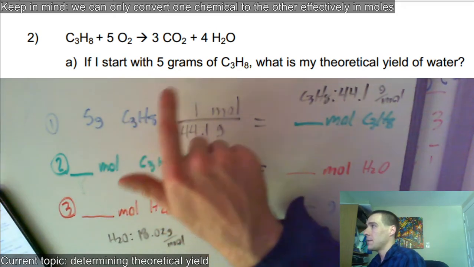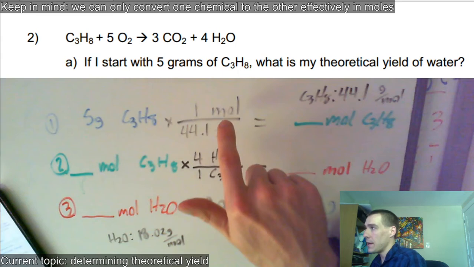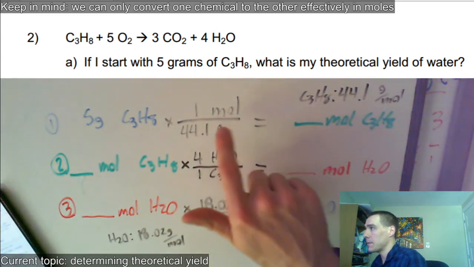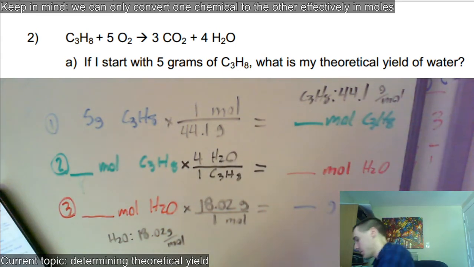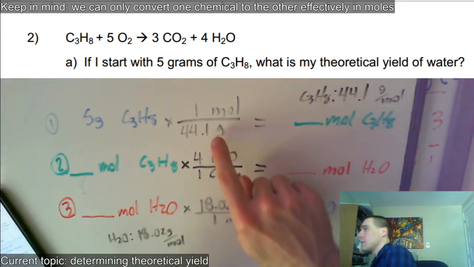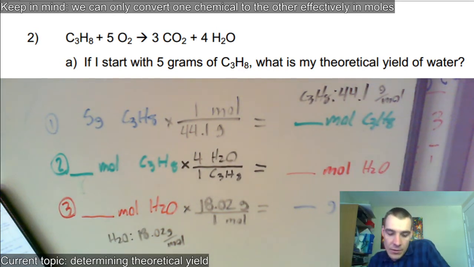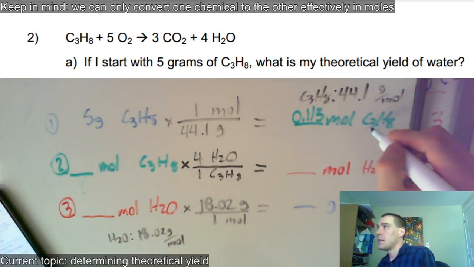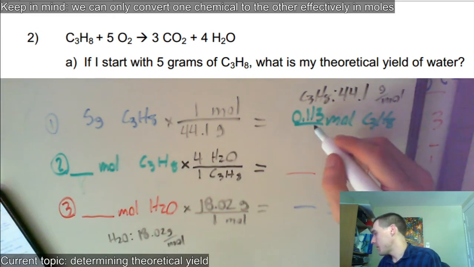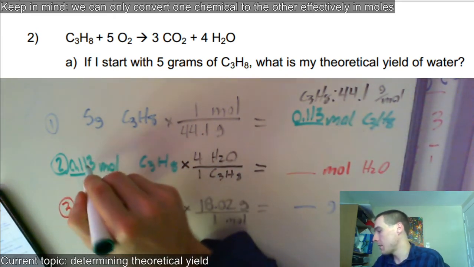We have 5 grams of C3H8 that we started with. We worked out this conversion factor using the table: 44.1 grams per mole, or 1 mole per 44.1 grams. That's going to leave moles for us. So 5 divided by, because it's on the bottom, 44.1, we got 0.113 moles of C3H8. And that 0.113 moles is what's going to start our next step.